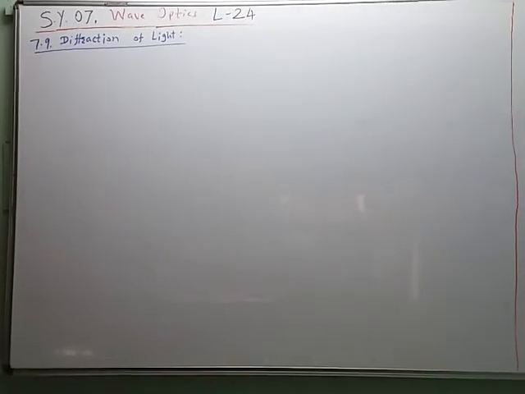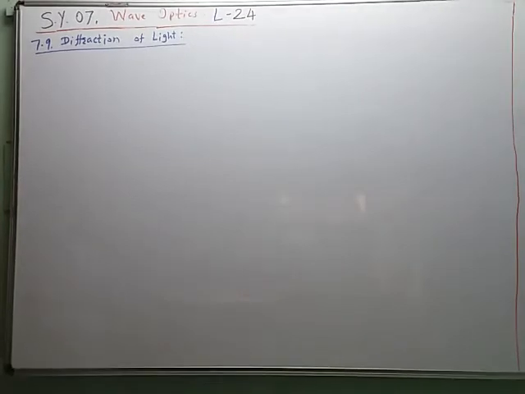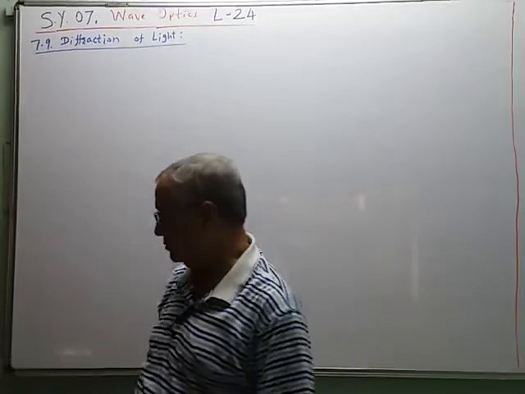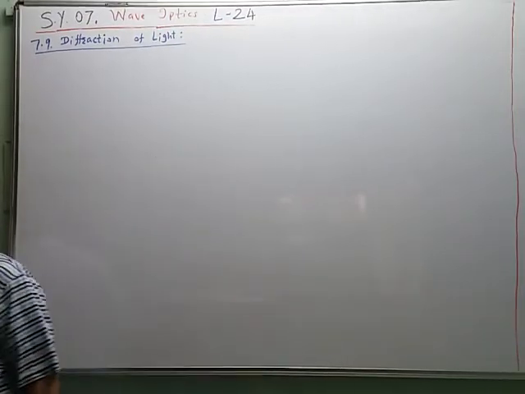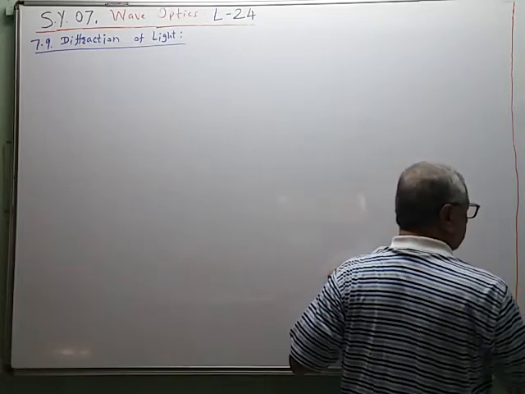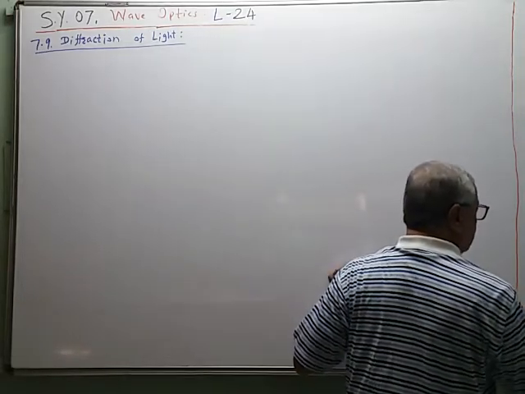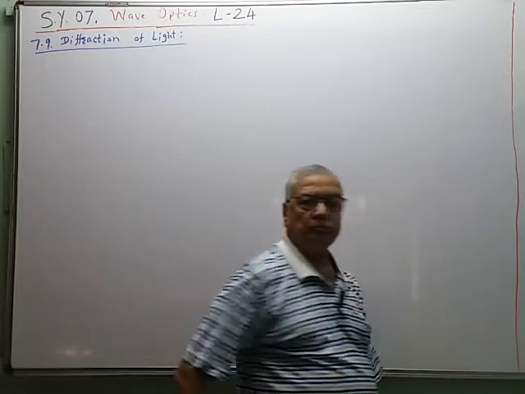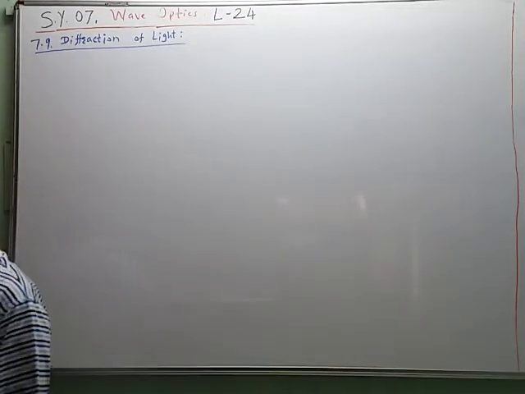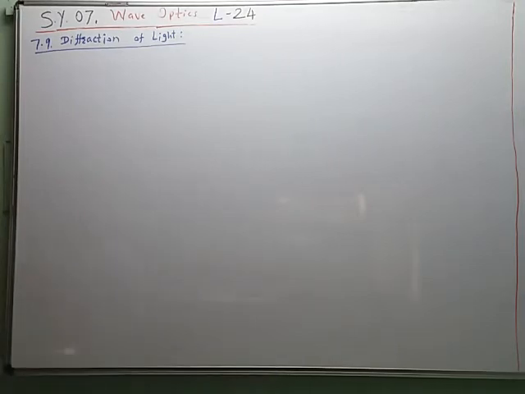Now let us see one more phenomenon of light. It also uses the wavemeter. Light travels in the form of transverse electromagnetic waves. Light travels along a straight line path. So using the wavemeter, we are going to explain one more phenomenon called the diffraction of light.